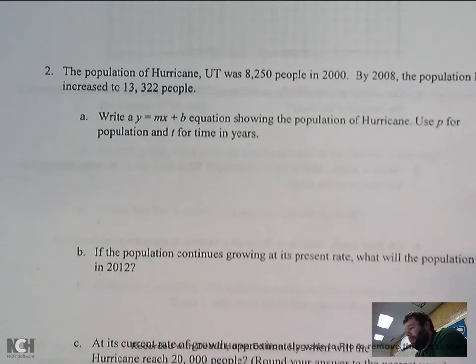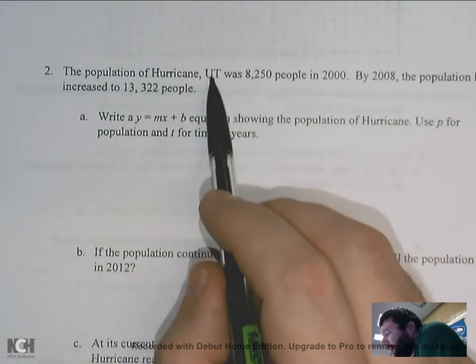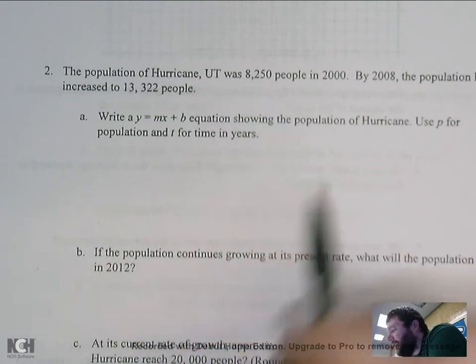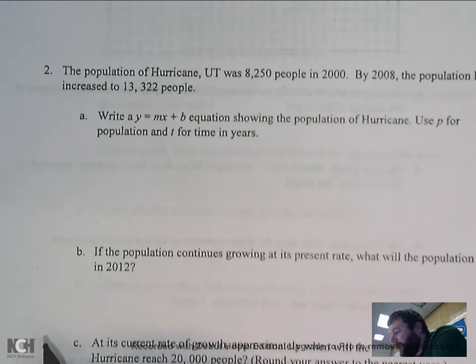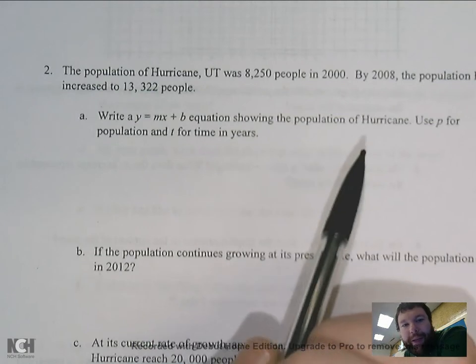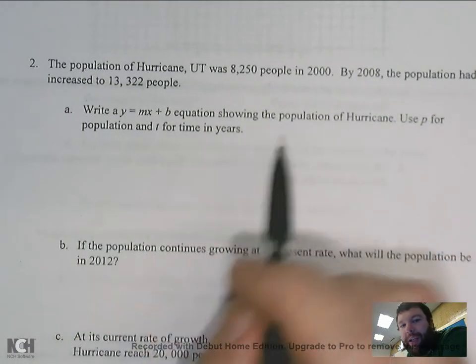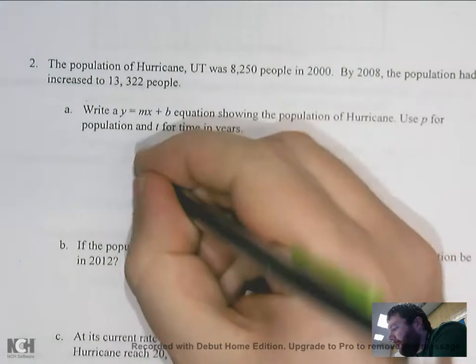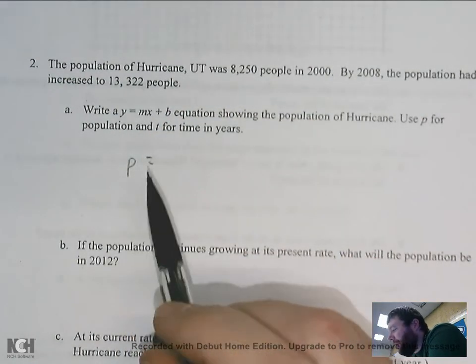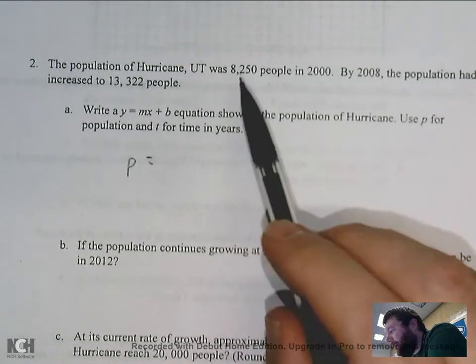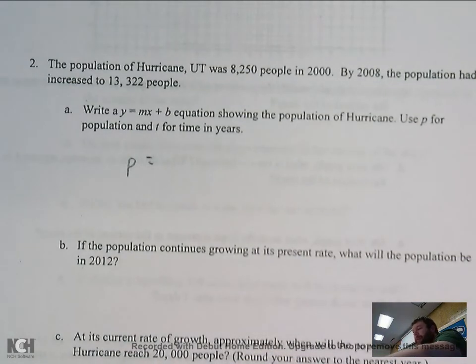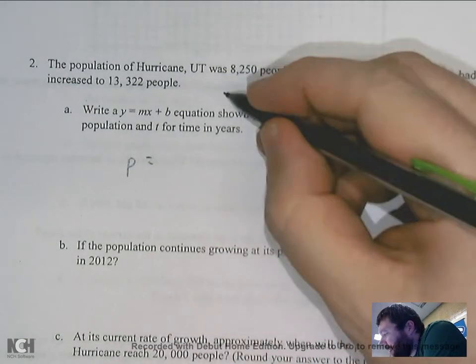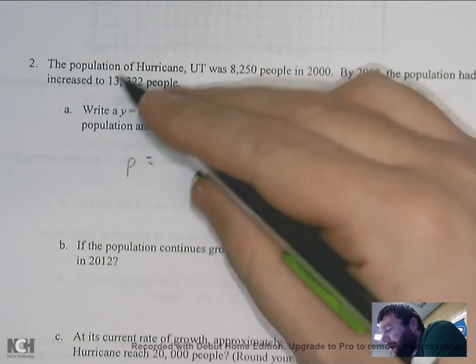So, number 2. The population of Hurricane, Utah is 8,250 people in 2000. By 2008, the population increased to 13,322. So write a y equals mx plus b equation for the population of Hurricane. Use p for population and t for time in years. So first things first, I need to figure out what is the growth per year from 2000 to 2008. So I'm going to figure out what the population change was. I'm going to take my starting amount and subtract it from the amount after 2008.